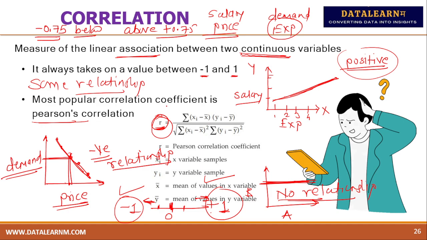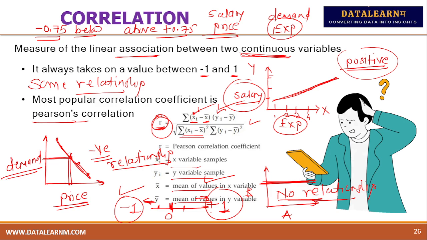How is it calculated? It's a relationship between X and Y. What is X? Input. Experience is my input, X. Salary is my output. What is the relationship between input and output? That I am calculating over here. It is calculated with each value, summation of Xi. If 100 data points are there, then 100 different summations will be there. In Y also 100, multiplication of each against the square root of the same. X is a variable sample, Y variable sample, mean of X values, mean of Y values, that way. Is it clear? Yes, sir.